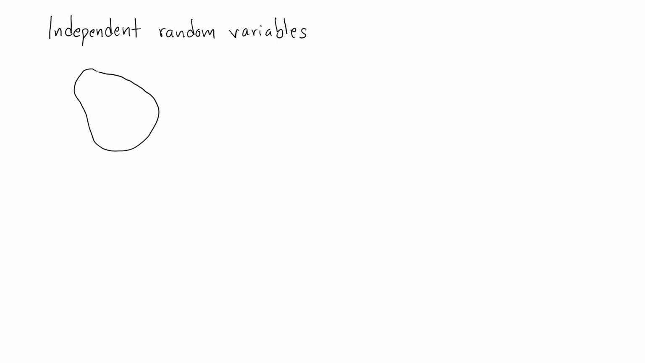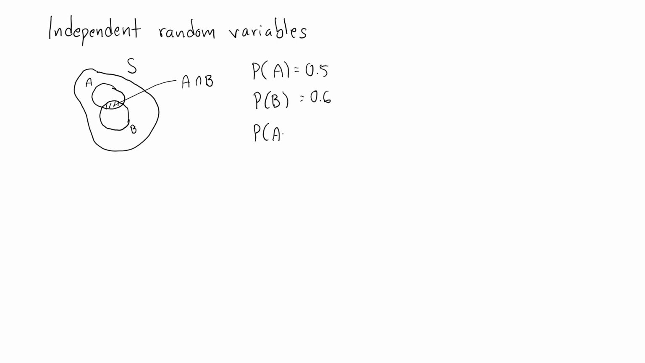Say that this is my sample space, S. Events are subsets of S. So let's say that I have an event A and I have an event B. This event here is the intersection of A and B. Let's say that the probability of event A is 0.5. The probability of event B is 0.6. And the probability of the intersection is 0.3. If this is the case, then we say that A and B are independent.